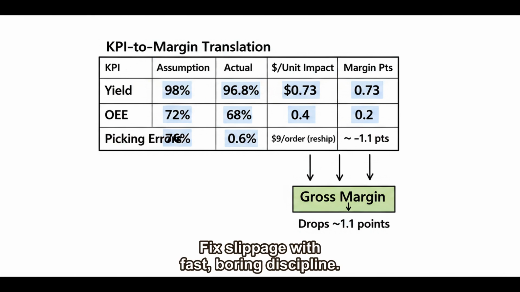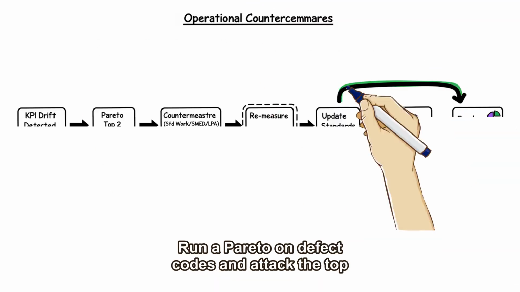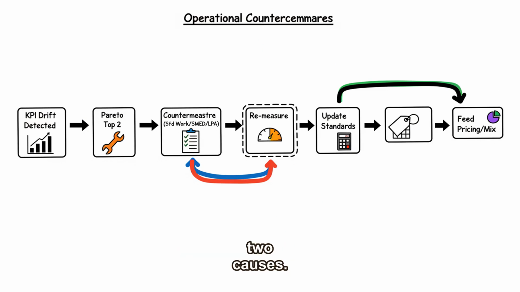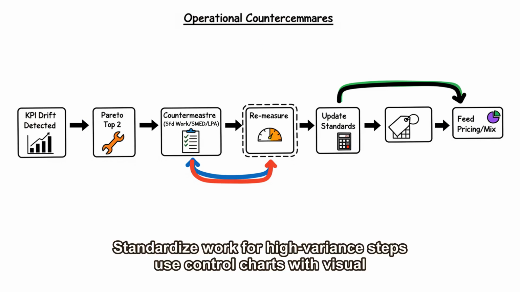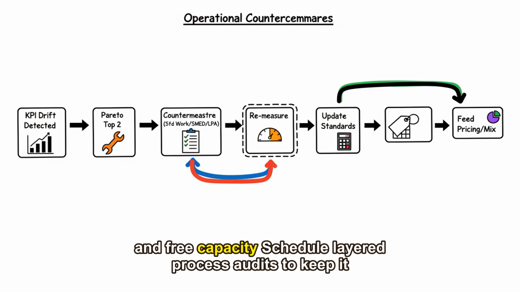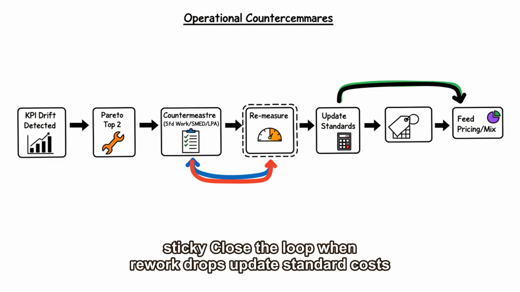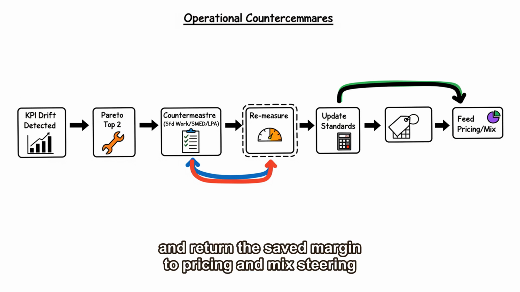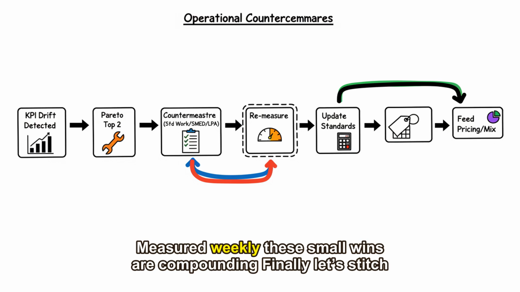Fix slippage with fast, boring discipline. Run a Pareto on defect codes and attack the top 2 causes. Standardize work for high-variance steps, use control charts with visual limits at the cell. Apply SMED to cut changeover time and free capacity. Schedule layered process audits to keep it sticky. Close the loop. When rework drops, update standard costs and return the saved margin to pricing and mix steering. Measured weekly, these small wins are compounding.